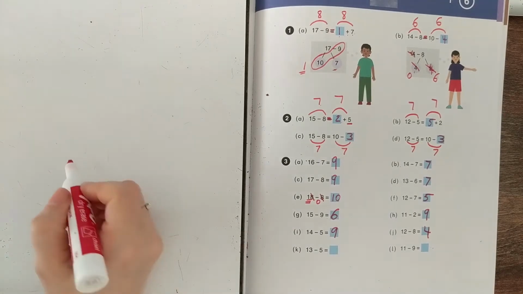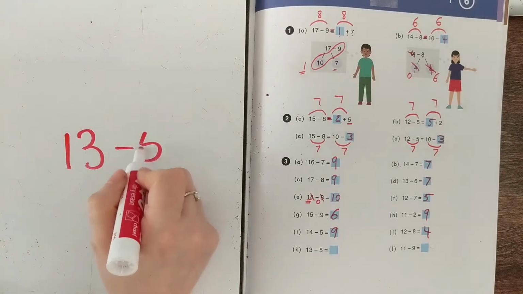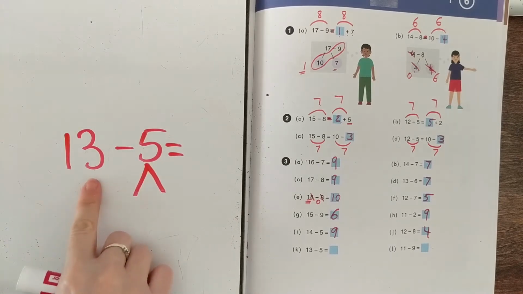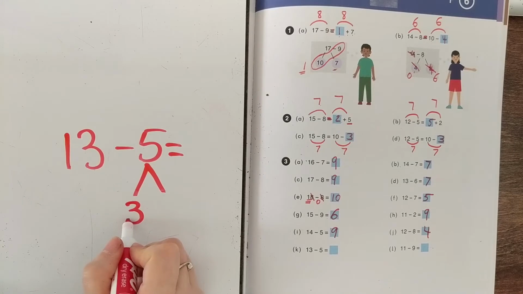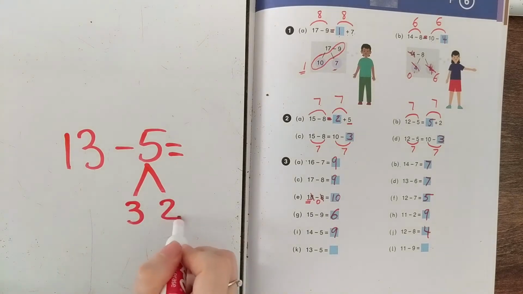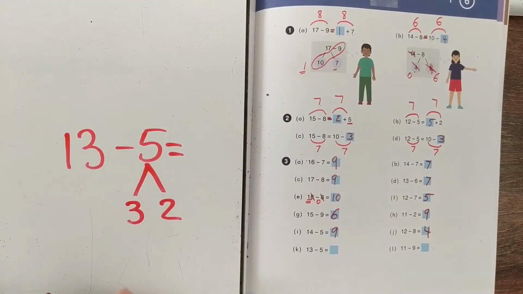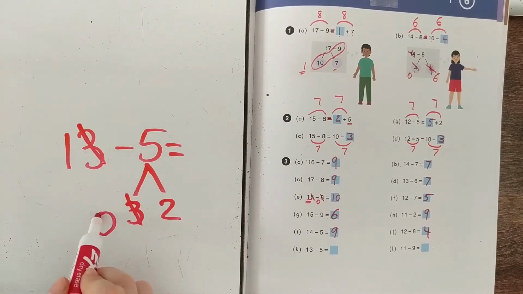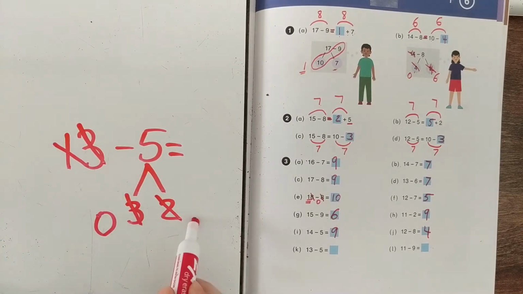13 minus 5. Inside the 5, there is a 3 and a 2. 3 plus 2 is 5. Now we can subtract. 3 minus 3 is 0. 10 minus 2 is 8. Our answer is 8.